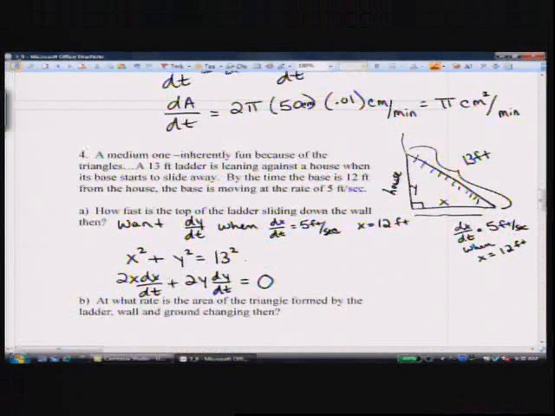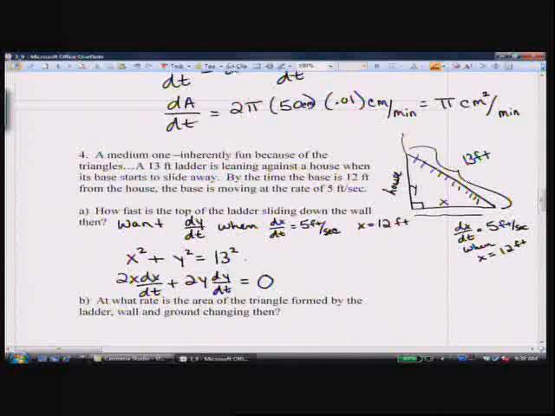It doesn't matter that you think 13 squared is 26. The derivative of 26 or 169 are both 0. So that's okay. All right, now we are ready. We are looking for dy/dt.